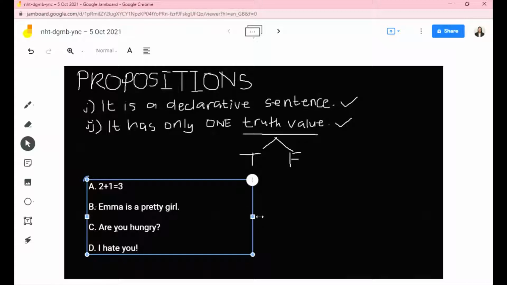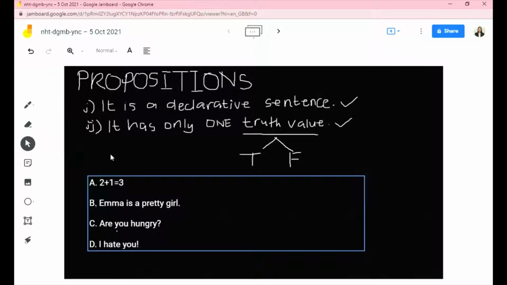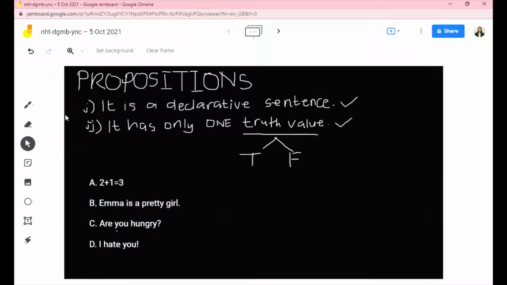Okay, so let's start identifying whether each of these sentences can be considered as a proposition. Now again, we only have two conditions for that. Let's begin with the first sentence, 2 plus 1 is equal to 3. Is it a declarative sentence? Now, what is a declarative sentence, by the way? We have different types of sentences: the imperative, the interrogative, the declarative, and the exclamatory sentence. In this case, the first sentence is a declarative sentence. It states a fact. It gives us information about something.